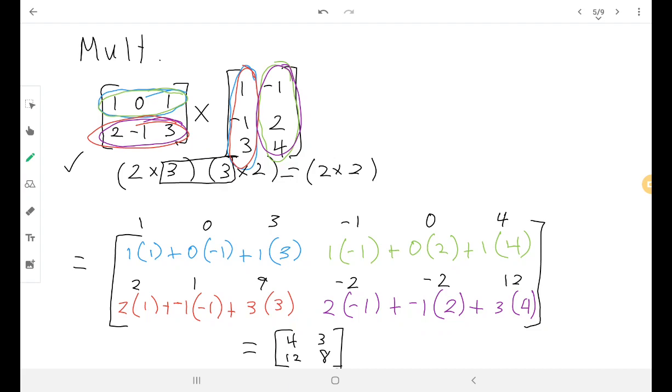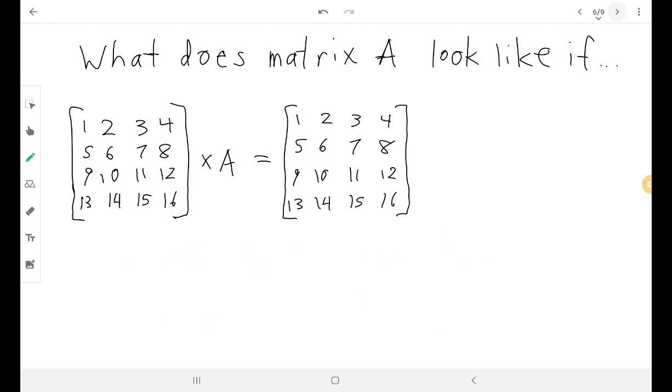We're going to do a couple more of these, but I hope that gives you an idea of how these work. Okay, that was a pretty straightforward example. Let's do something a little bit different here. What does matrix A look like?